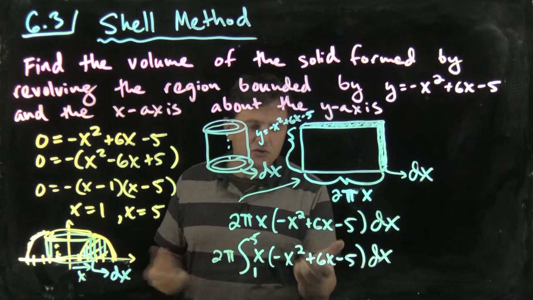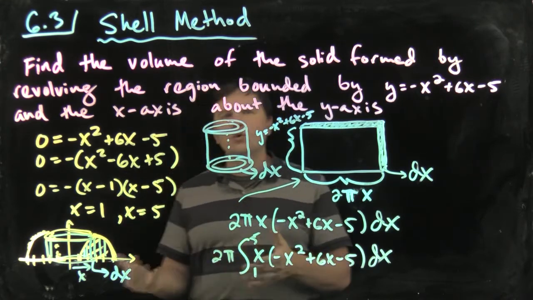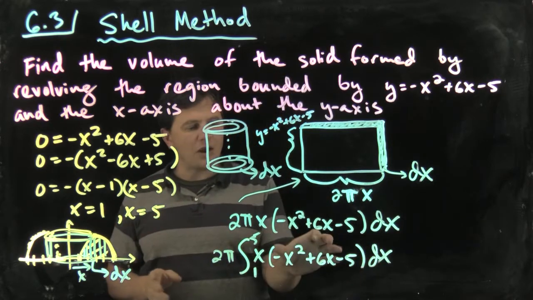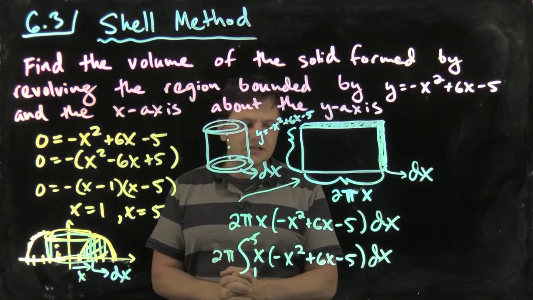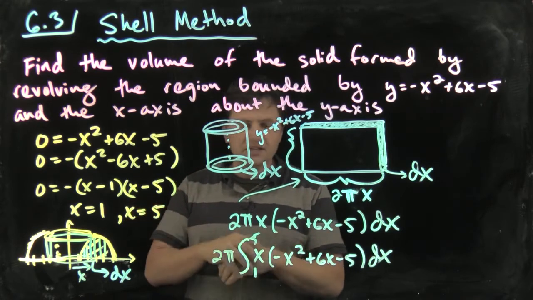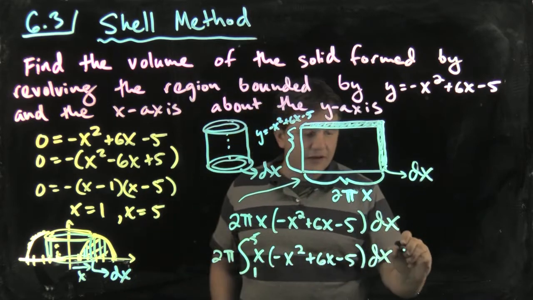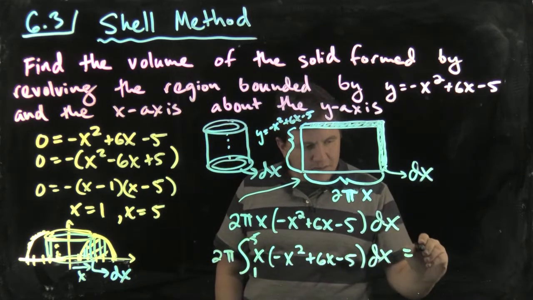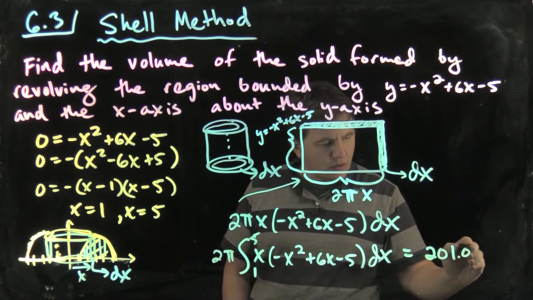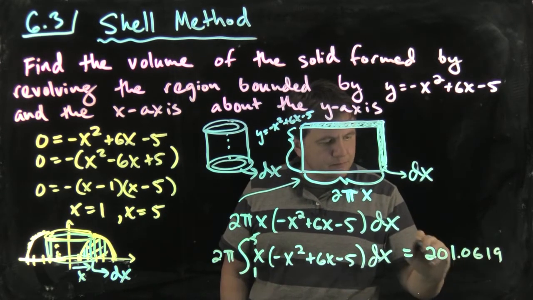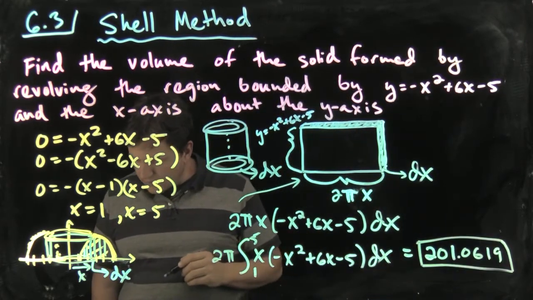Now, we could do this by hand, but it would be quite obnoxious. As I said earlier, in 6.1 I wanted you to practice using the fundamental theorem of calculus. In 6.2 and 6.3, I really just want you to focus on setting these things up, and then we can just use Math 9 values. So I just plug this in my calculator and I get 201.0619, and that is the volume of the region defined here.